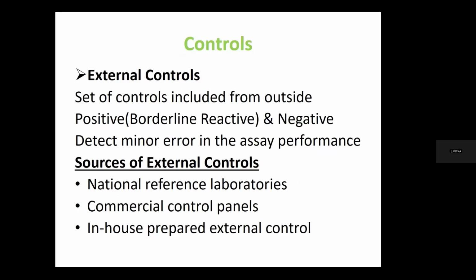Now the external controls. These are a set of controls included from outside. Two types of controls are used, positive and negative, and usually borderline reactive samples are used as positive controls. It can detect minor errors in the assay format. So what are the sources of external controls? You can procure them from any national reference laboratory, or any commercially available third-party control panels, or you can use in-house prepared external controls.